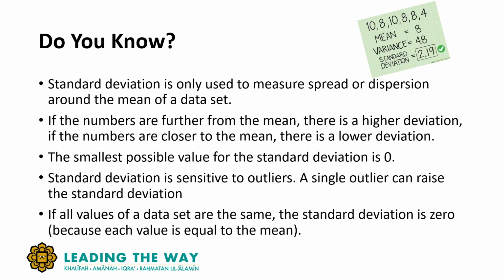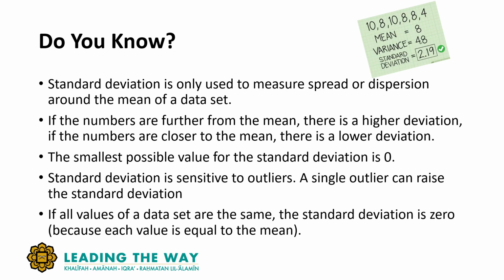Do you know that the standard deviation is only used to measure the spread or the dispersion around the mean of the data set? If the numbers are further from the mean, there is a higher deviation. If the numbers are closer to the mean, there is a lower deviation. So the smallest possible value for the standard deviation is 0.